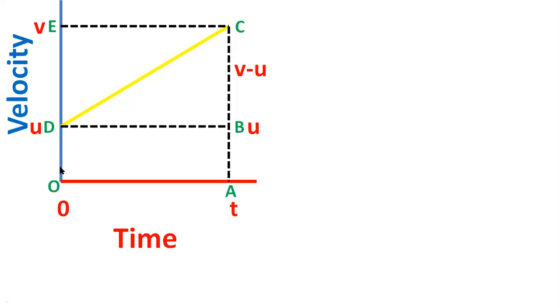See, the total length OE is V, right? So that means AC is also V. After that, AC is equal to AB plus BC. That means if the AB value is U and the AC value is V, the BC value would be V minus U. I hope you are understanding how we have derived this. OD is equal to AB because of opposite sides of a rectangle, and V minus U we calculated by subtracting U from the total V.